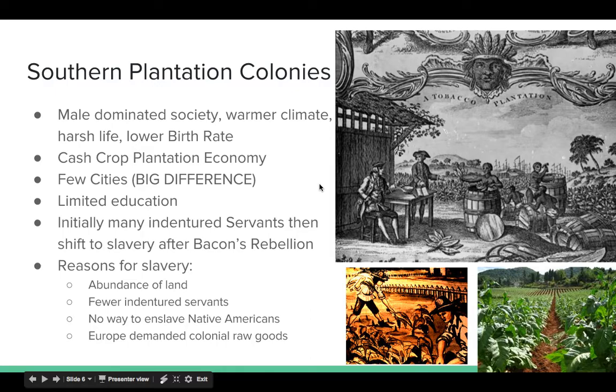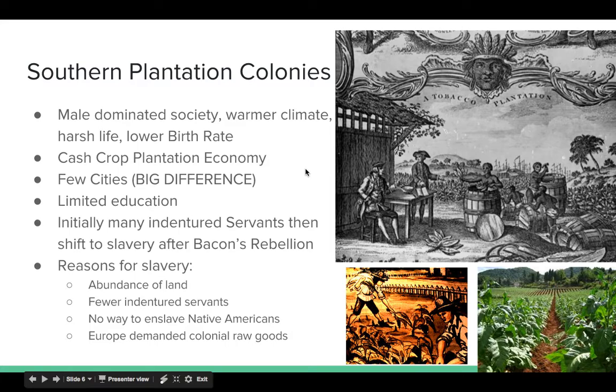Now let's look at some aspects of the southern plantation colonies and compare them to the New England colonies. The South had a higher percentage of the population that was male, meaning more people living in the southern colonies were men, and men had almost all the power and influence in the southern colonies as well.